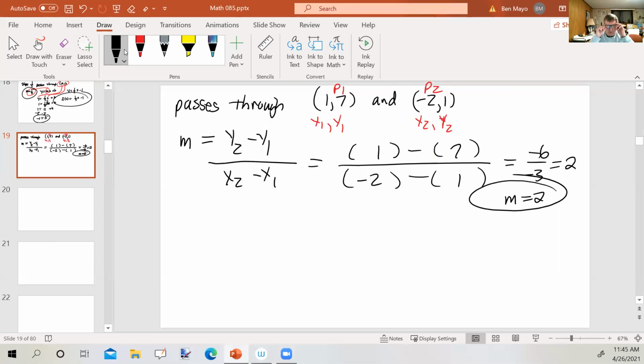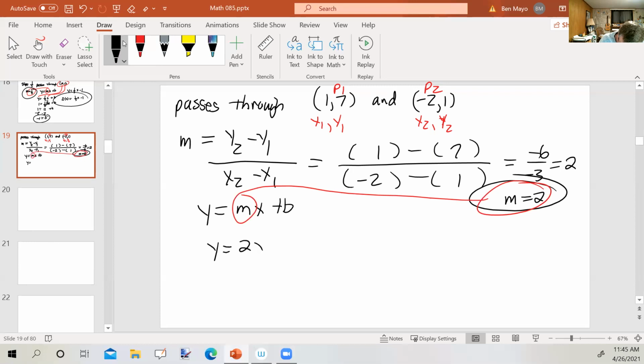So now we have the slope. Using y equals mx plus b, the 2 is going to go right there. So now we've got y equals 2x plus b. Recall in a previous example, once we had the slope, we took an ordered pair and plugged it in for x and y. I can use either ordered pair, (1, 7) or (-2, 1). What I don't want to do is pick an x value from one of the points and a y value from the other point. I've got to stick with the same point.